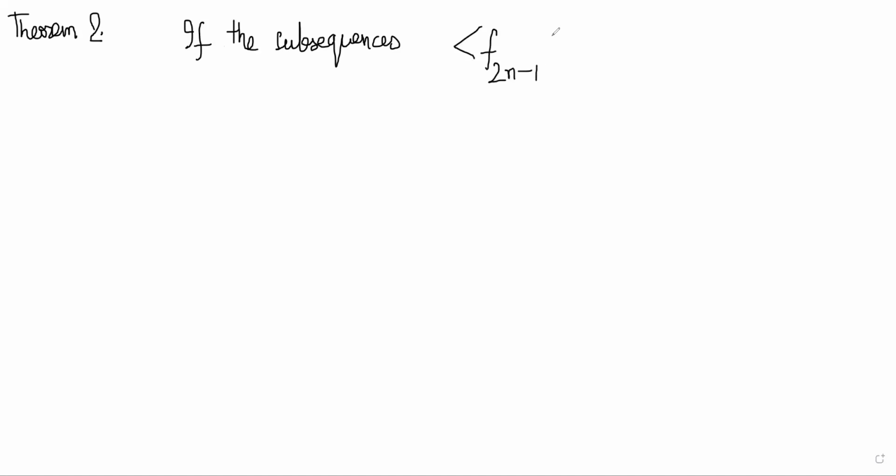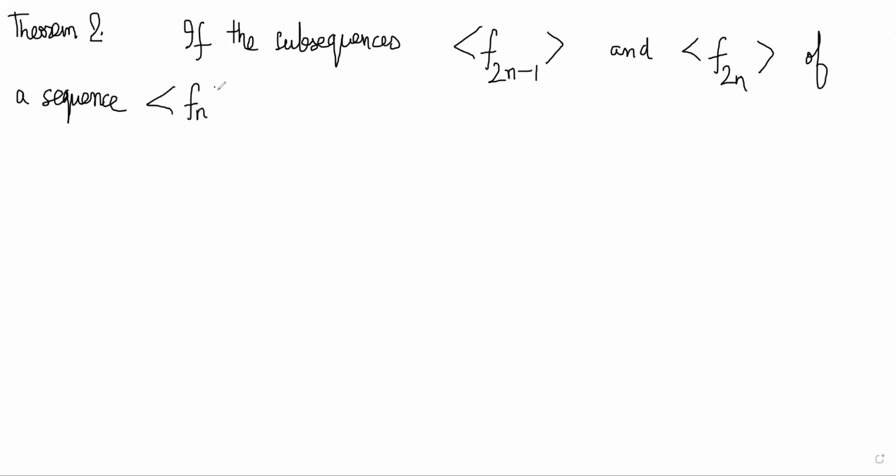Then the next theorem is: if the subsequences f2n minus 1 and f2n of a sequence Fn converge to the same limit L, then Fn also converges to L.